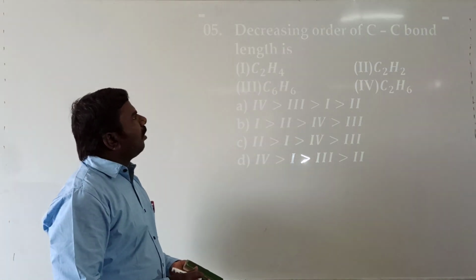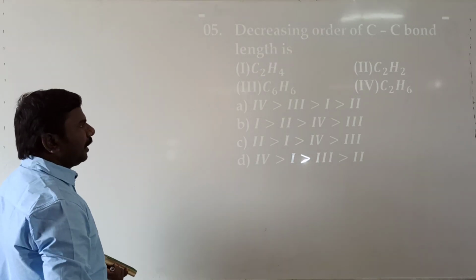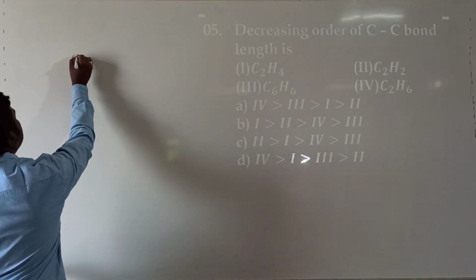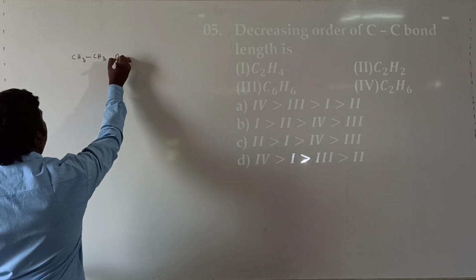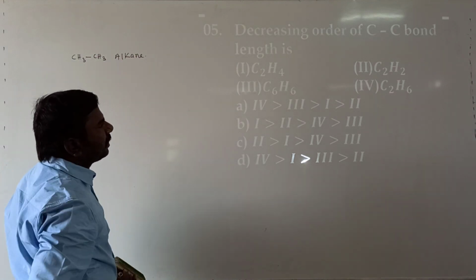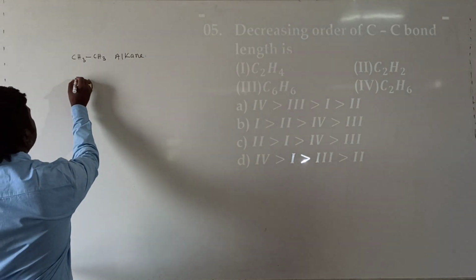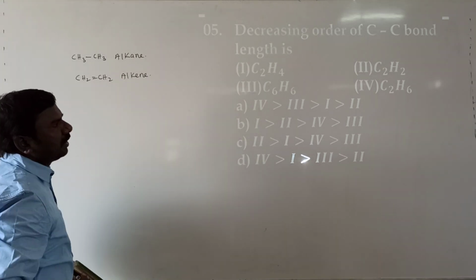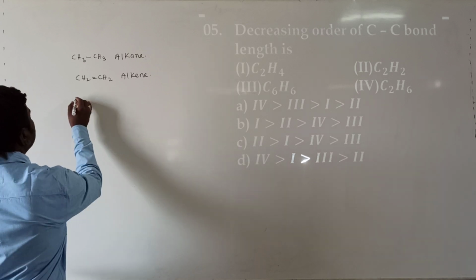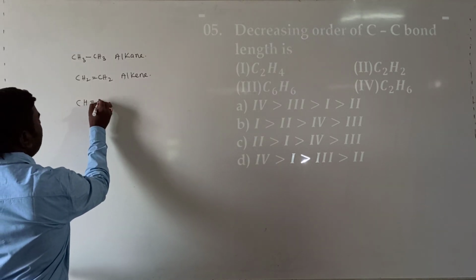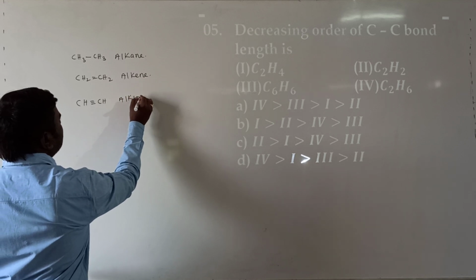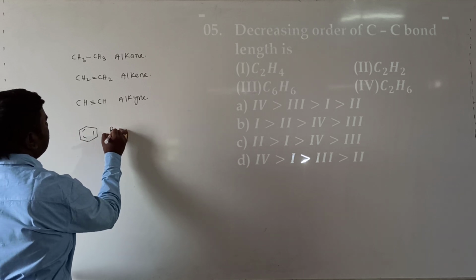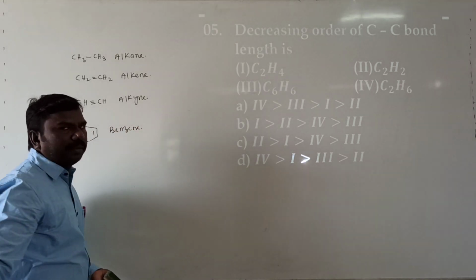Decreasing order of C-C bond length. C2H6 means CH3-CH3, alkane. Next, C2H4, CH2=CH2, alkene. Next, C2H2, which means CH triple bond CH, alkyne. Next, C6H6, benzene. So observe all of you carefully.